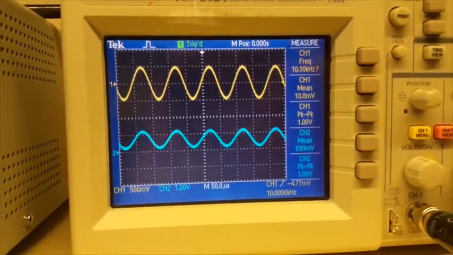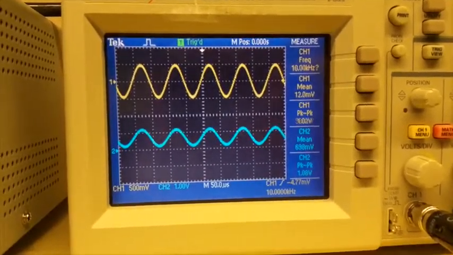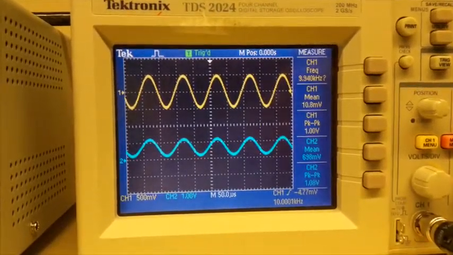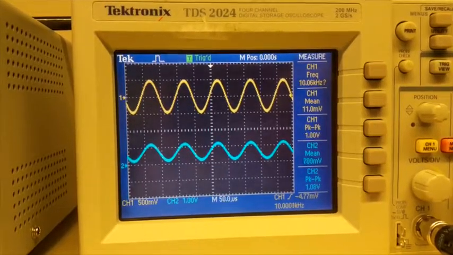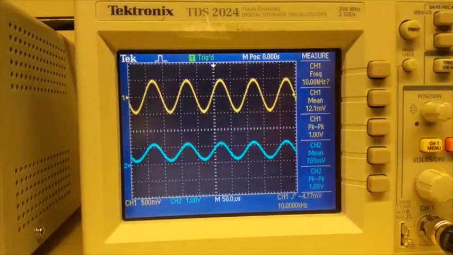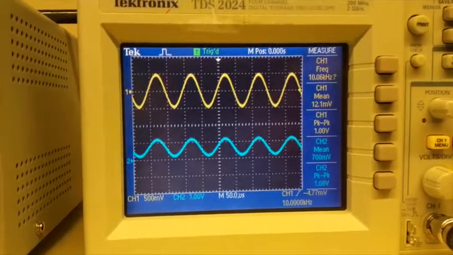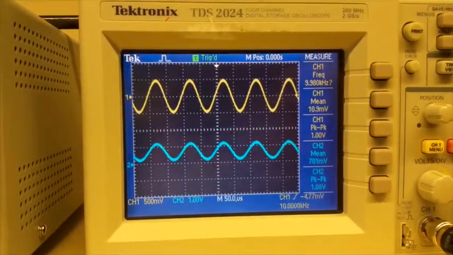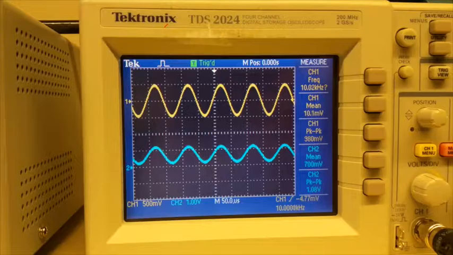Here are my signals for VN and VE. As you can see, the signals are totally in phase as expected, and the peak-to-peak voltage of VN is about 1 volt, with the peak-to-peak voltage of VE being also about 1 volt, which is what we expect. They should be about equal.